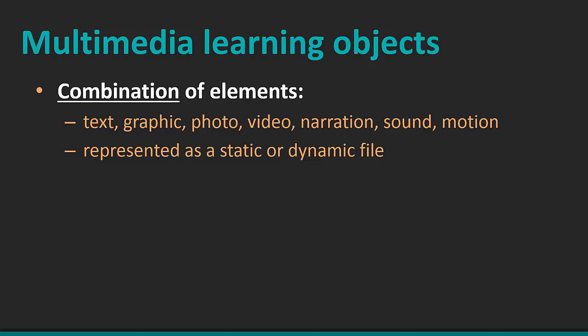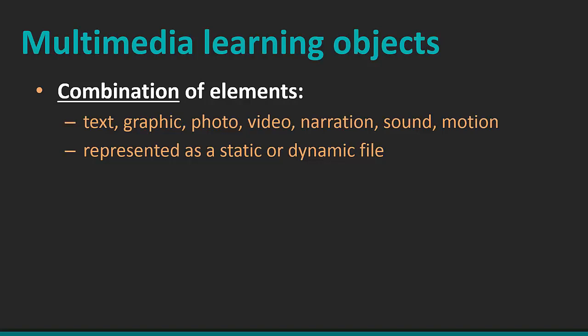And when we call it static, it could be something like an illustrated PDF of instructions on how to change a flat tire. When we call it dynamic, an example of a dynamic learning object could be something like this video. It changes over time. The content is sequenced, in other words.